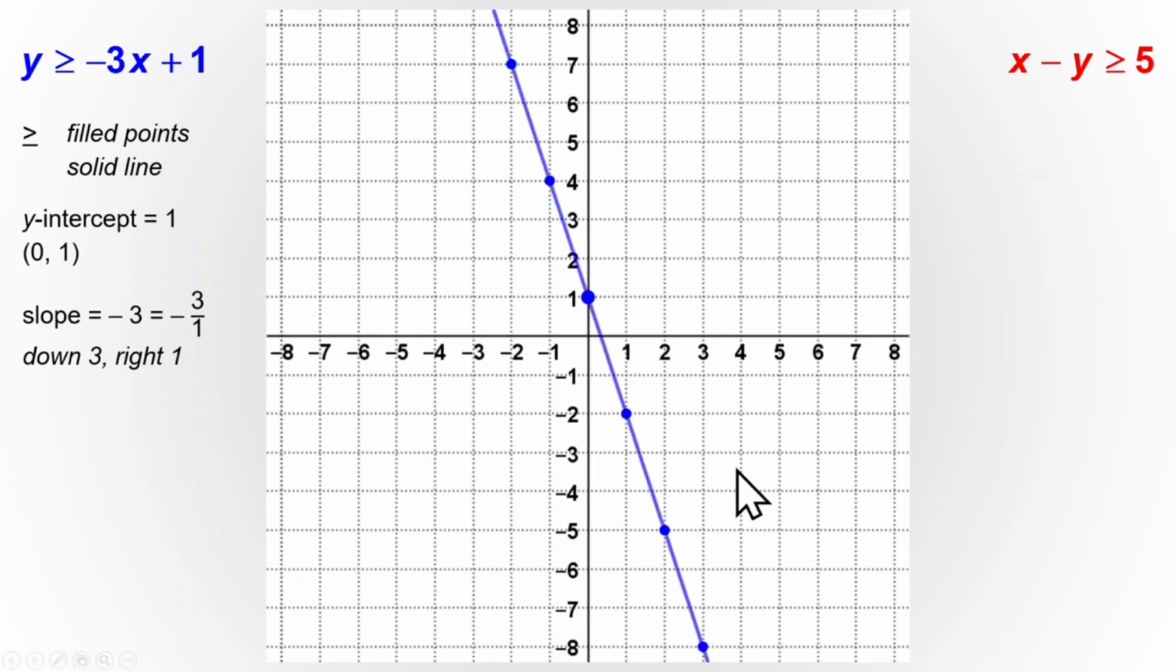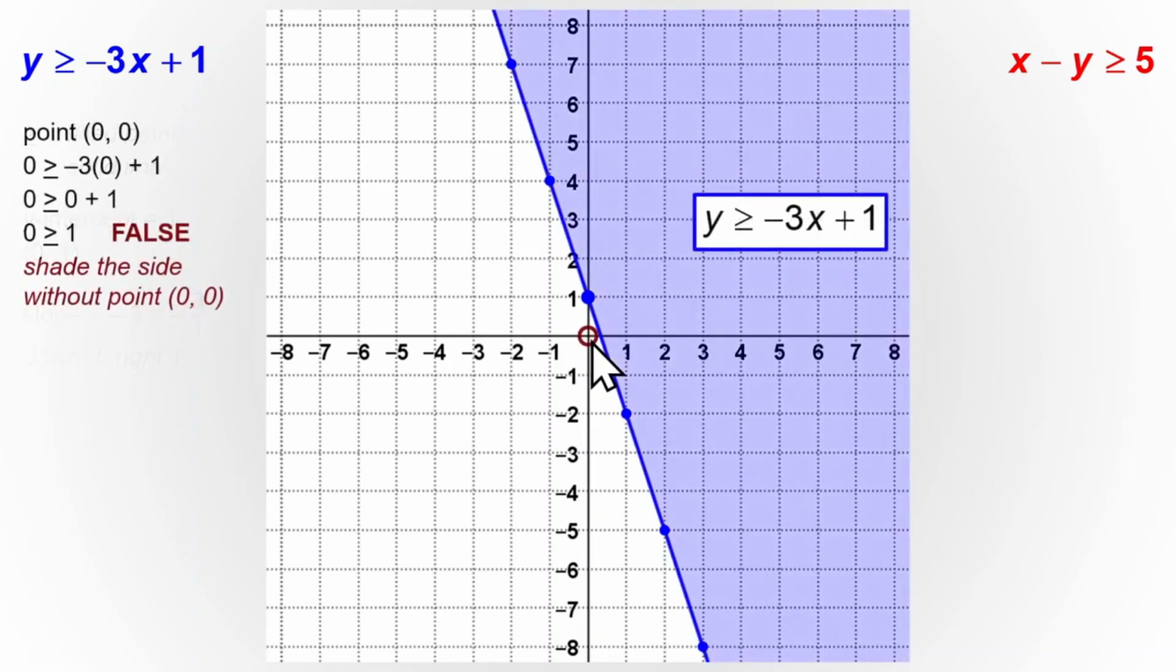Let's connect the dots, and now we'll need to choose a side. Guess what point is not on the line? That's right, 0, 0. So that's what I'm going to choose. Except this time when I plug 0 in for y and 0 for x, I'm going to get 0 is greater than or equal to 1. This is a false statement. So if this point does not work, then this whole left side is not going to be part of the solution, which by default means the right side is going to be, and so why not just shade that right away over here.